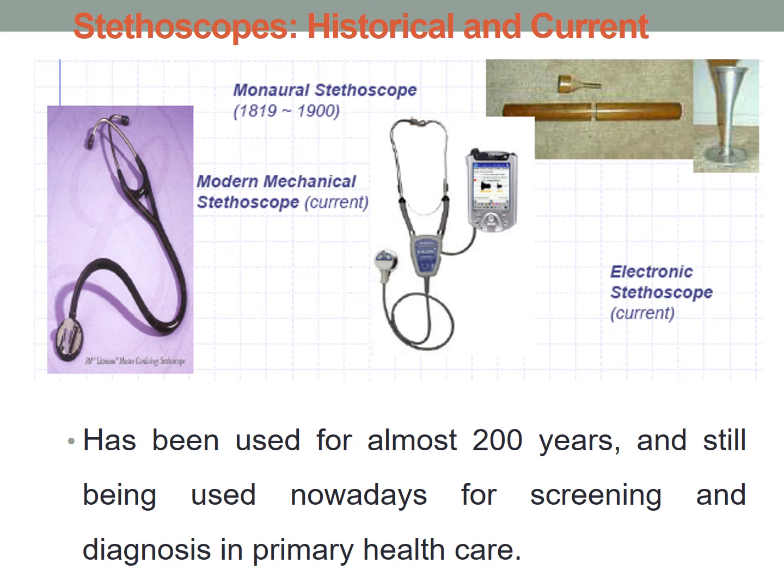These are different types of stethoscopes which were used earlier, and the modern mechanical stethoscope which is currently being used, as you can see on your screens. An electronic stethoscope is also used currently. It's been almost 200 years that we have been using stethoscopes, but now the technology has changed, and electronic stethoscopes have come as well.